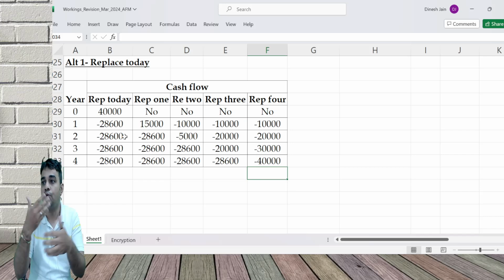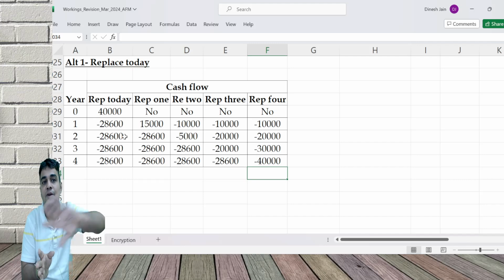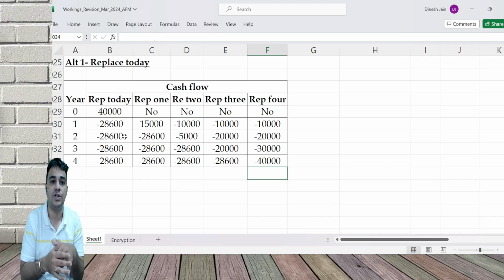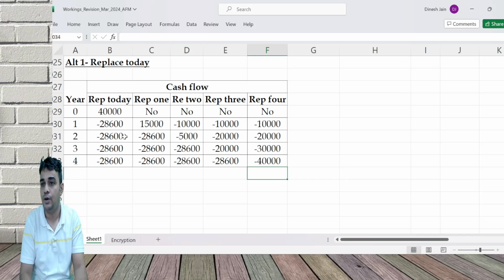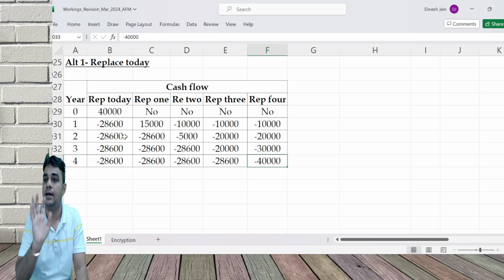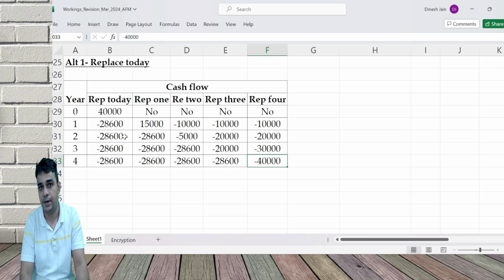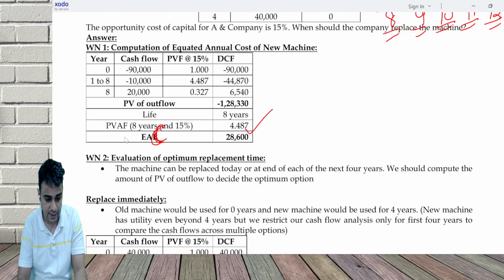Because it is going to be continuously replaced, for example, when you replace today, the new machine will get over in 8 years. In the 9th year, again the machine would have come, again 28,600. So ICI said, let's restrict our calculation to 4 years. I'll explain again. Old machine, whatever you are incurring, incur it. New machine, 28,600. Now what does the answer come to?